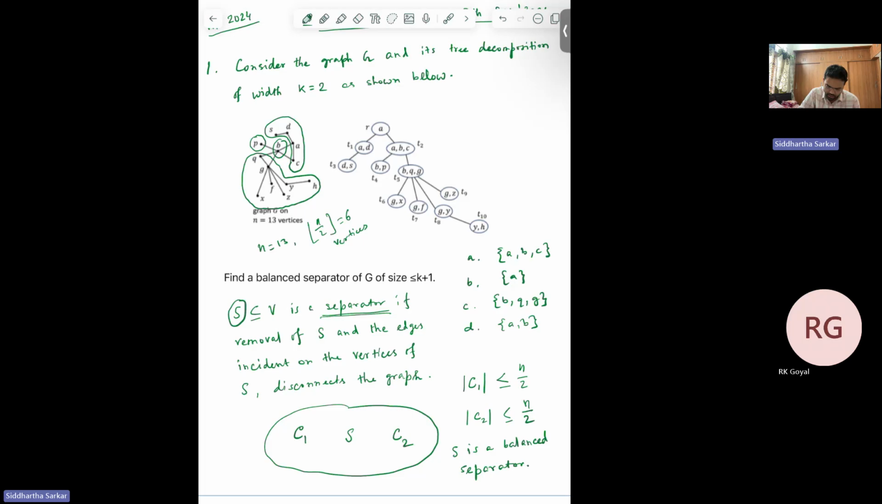So maybe S is like this. So this is C1, C2, this is C3, this is C4. But between the components, there are no edges. So all the edges are within the components.